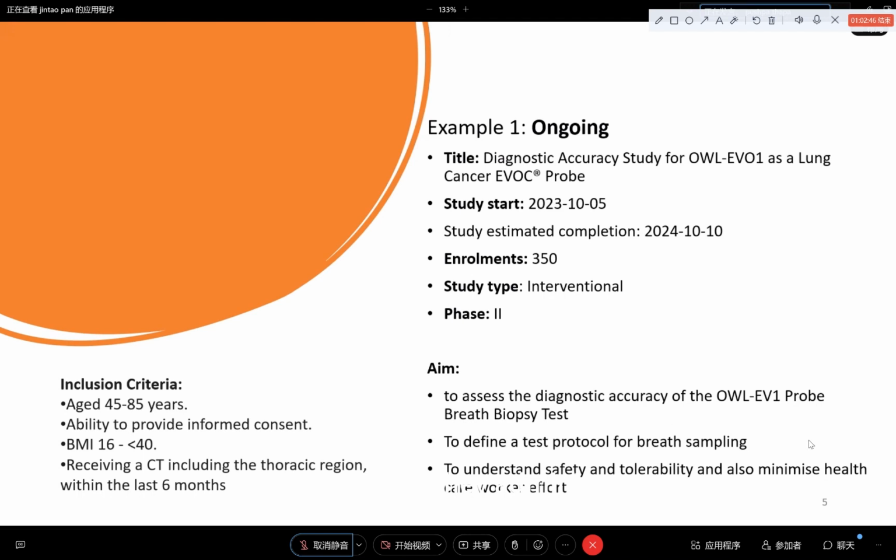Once they administer the probe, they will collect multiple samples for up to 180 minutes post probe, and then do the test. The inclusion criteria are aged 45 to 85, able to provide informed consent, and receiving a CT, including a chronic thoracic lesion within the last 6 months.